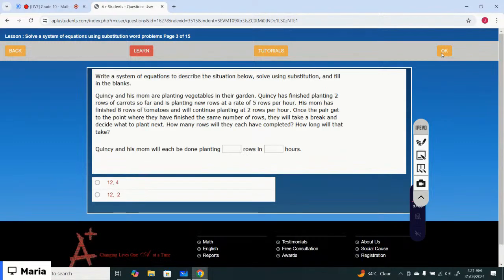Use a system of equations to describe the situation below. Solve using substitution and fill in the blanks. Quincy and his mom are planting vegetables in their garden. Quincy has finished planting 2 rows of carrots so far and is planting a new row at a rate of 5 rows per hour. His mom has finished 8 rows of tomatoes and will continue planting 2 rows per hour. Once the pair get to the point where they have planted the same number of rows, they will have to break and decide what to do next. How many rows will they each have completed? How long will that take?